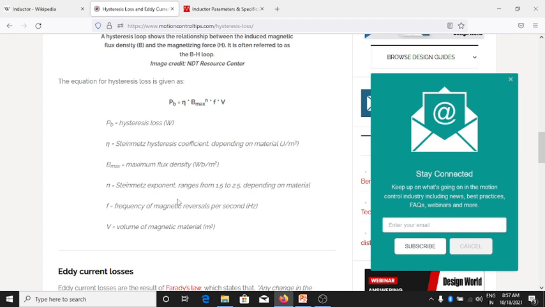The equation of hysteresis loss is given as Ph. Ph stands for hysteresis loss in watts. Kh is the hysteresis coefficient, depending on the material used. Which material is used? Bmax is the maximum flux density.